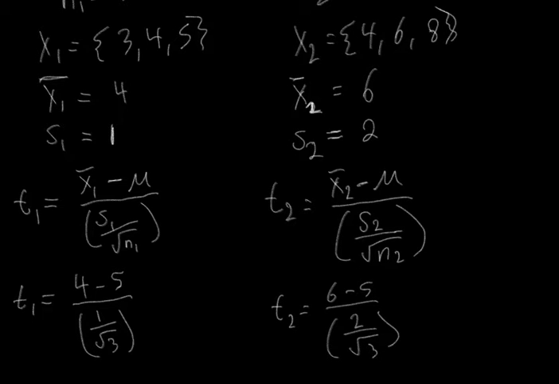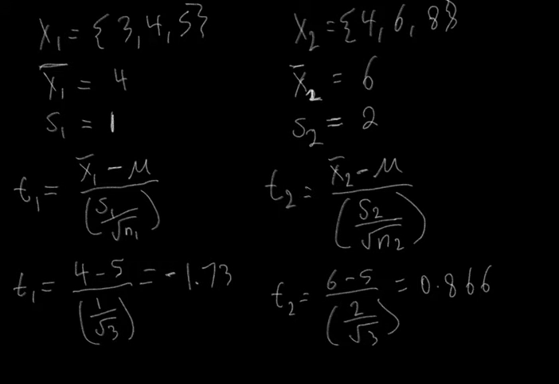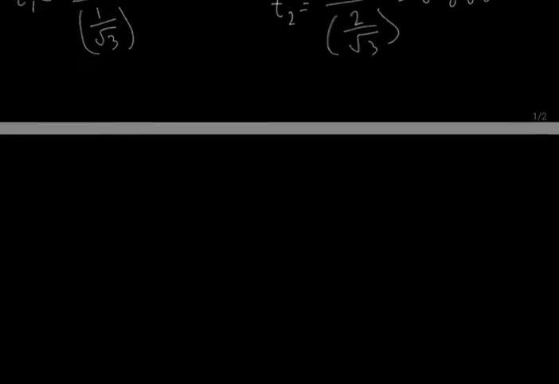And so if we work this out, we see that this first value comes out to minus 1.73 approximately. The first value is minus 1.73. Then the second value, so t2, is equal to 0.866 approximately.